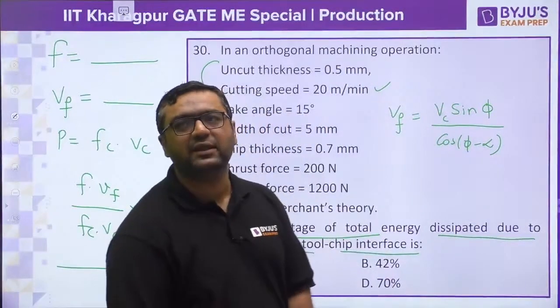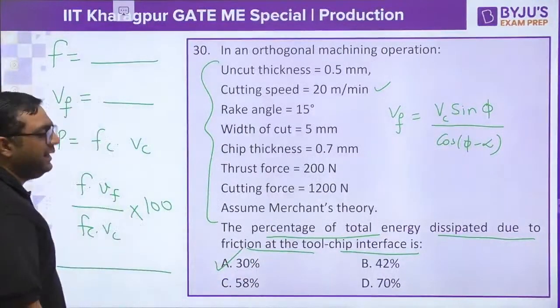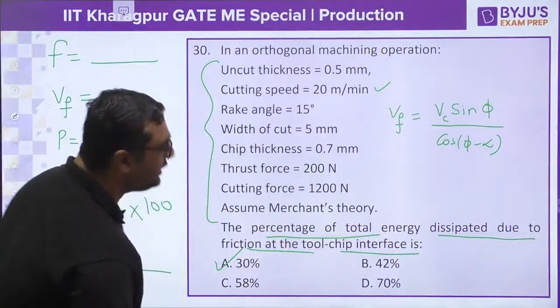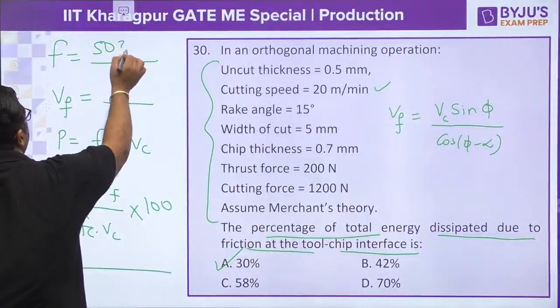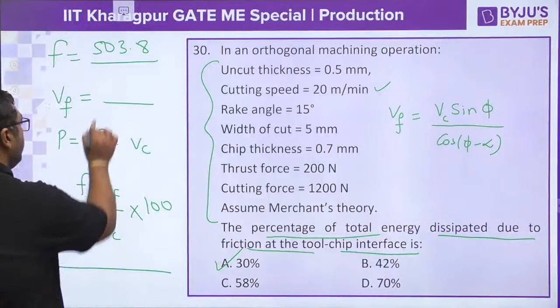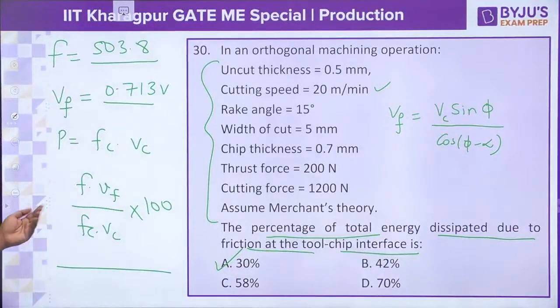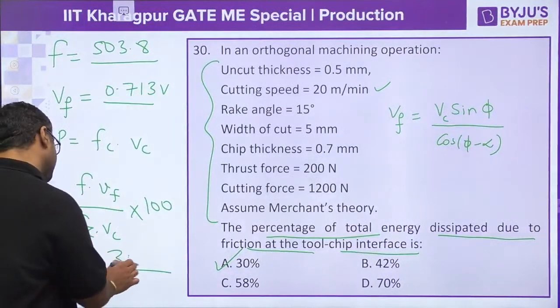Manas is saying A, Parvinder is saying A. So answer here is coming out to be A only. My dear, when you find out the friction force, it will be coming out to be 503.8. When you find out the flow velocity, it will be 0.713 times the cutting velocity. When you put this value, it will be coming out to be 30%.